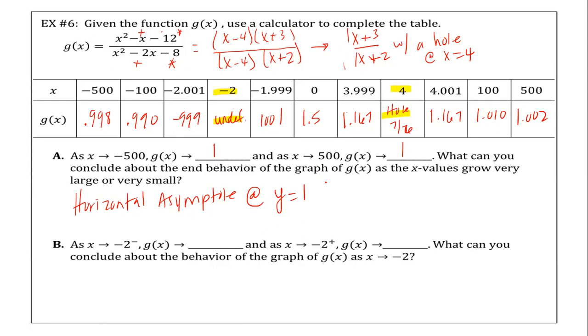What did you get? Negative 999, when I typed in negative 2.001. Why is there a hole at 7/6? There's a hole because what did we say our hole is at? If I plug 4 in, what's 4 plus 3? 7. What's 4 plus 2? 6. So my hole is at 7/6.